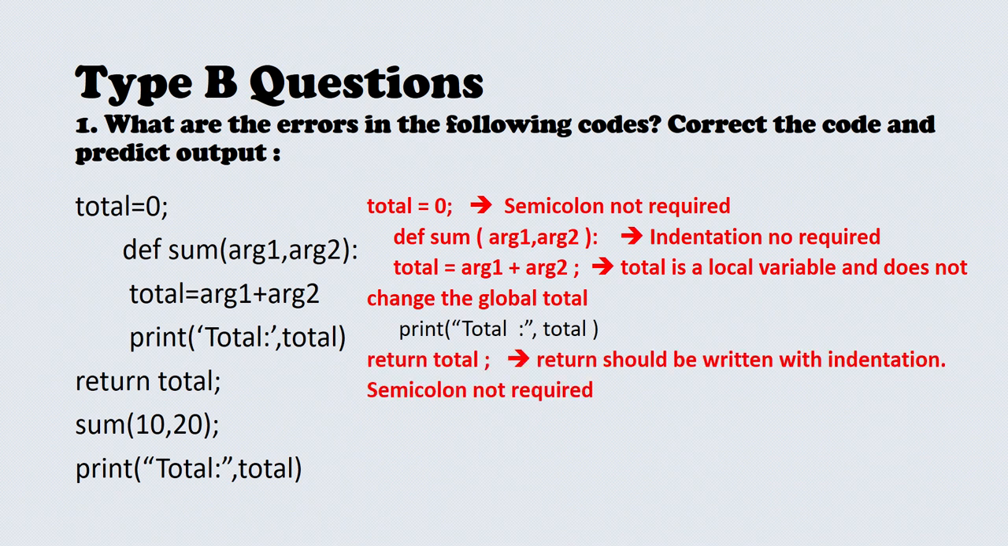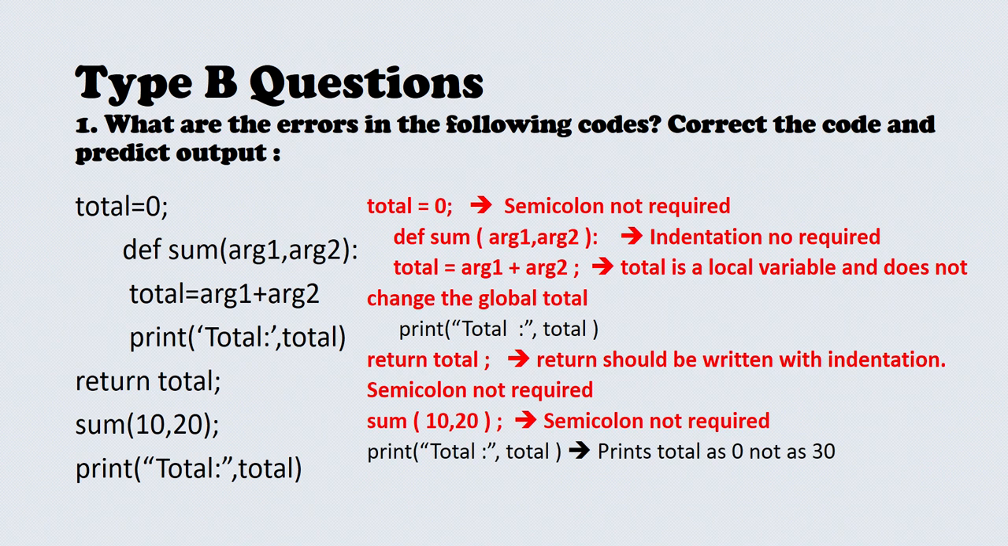No error here. So return total. So return total here there is an indentation problem, right? So it should be written in line with the print statement, right? And then next one is sum, semicolon is not required. So print of total, it prints total as 0, not as 30, right?